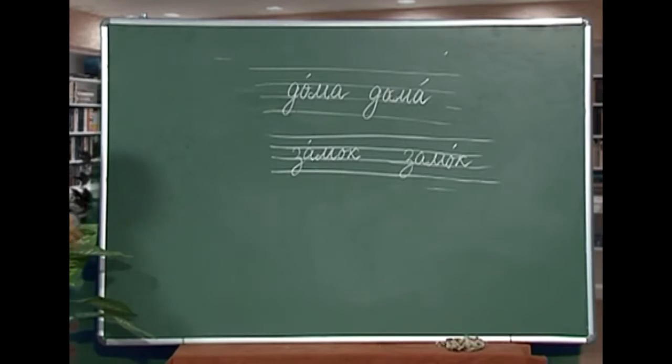Stress system in Russian plays a very important role in deciding the meaning of a word. For example, we have two words, doma and dama, which are written exactly in a similar way, but if we change the stress they will mean different things. So, let us write it on the blackboard and you will understand it more clearly.